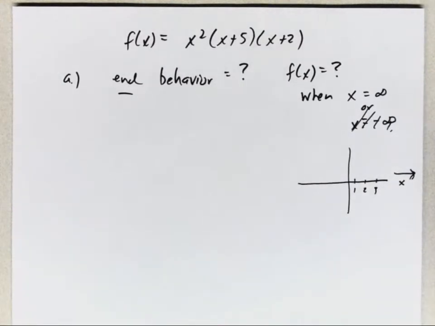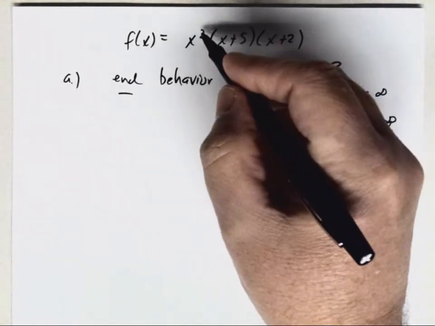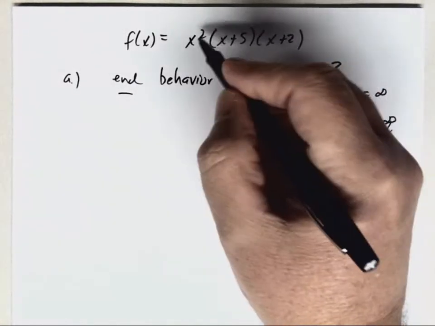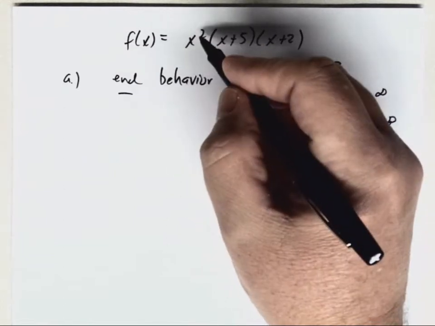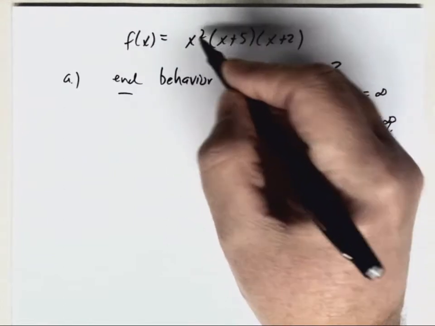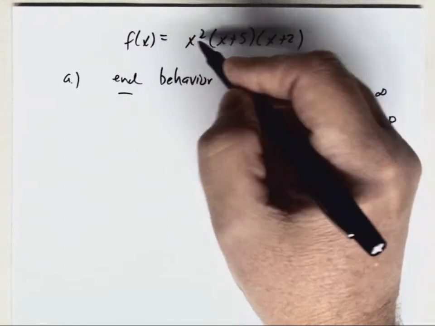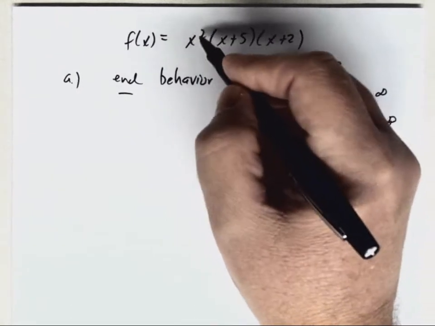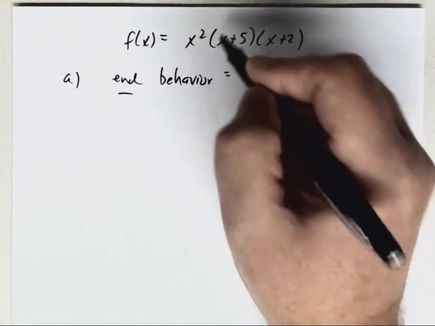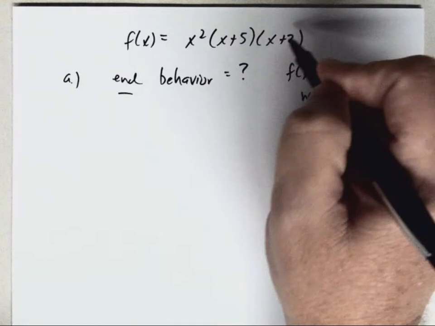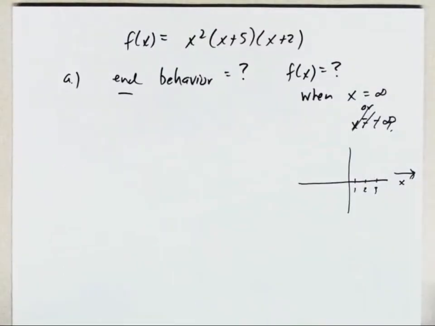Now most of the time for polynomials, because I have x squared and x here and x here, if I plug in a huge number for x into here, like if I plug in 1,000,000, so 1,000,000 squared times 1,000,000 plus 5 times 1,000,000 plus 5, that's a huge number.